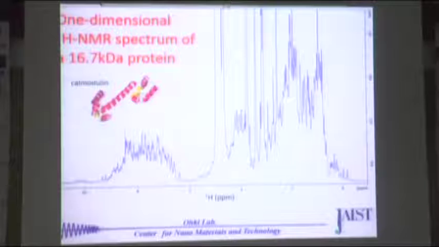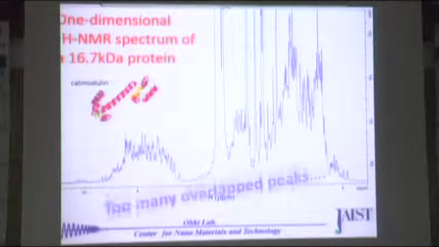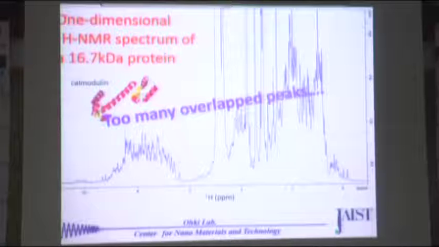This is a typical result of a one-dimensional proton NMR spectrum of a 16.7 kilodalton protein named calmodulin. Calmodulin is one of the famous calcium binding proteins. We are using this protein for machine setting up. As you can see, there are many peaks in this proton dimension. Do you want to analyze such crowded spectra? No, I don't want to analyze this kind of spectrum. Too many overlapping peaks.